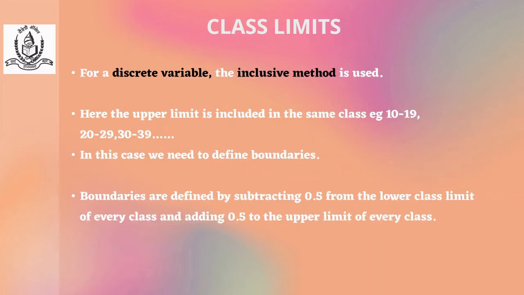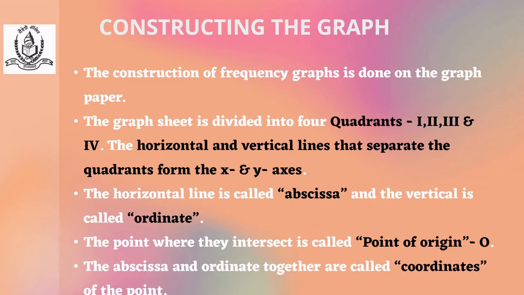For a discrete variable, the inclusive method is used where the upper limit is included in the same class. For example, 10 to 19, 20 to 29, 30 to 39. In this case, we need to define additional boundaries, which are defined by subtracting 0.5 from the lower class limit of every class and adding 0.5 to the upper limit of every class. These will be more clear as we deal with an example.